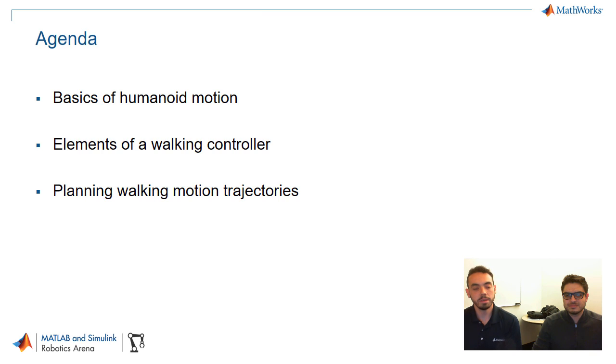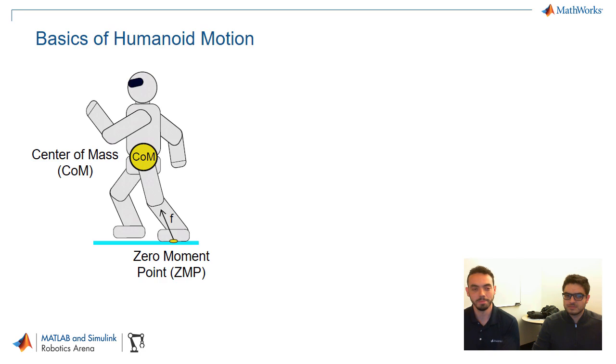So in the previous videos on walking robots, it was mostly about modeling the robot, to create a simulation model of it. Now we'll talk a bit more about the control aspect. So we'll start with some basics of humanoid motion, dig through the elements of a walking controller for humanoid robots, and then run through the trajectory planning for walking motion. So let's start with some of the basics.